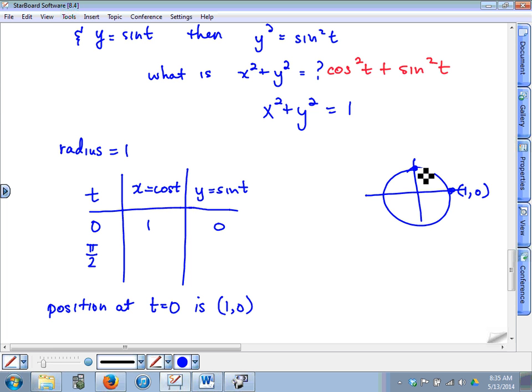So at pi halves, that's at the top of the unit circle. That has a location of 0, comma 1. So what's the cosine of pi halves?